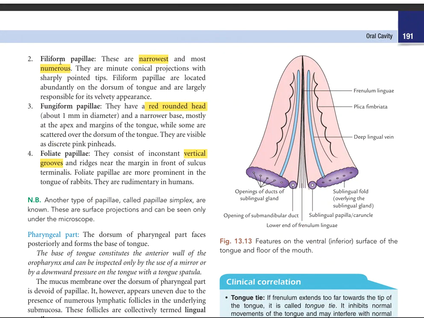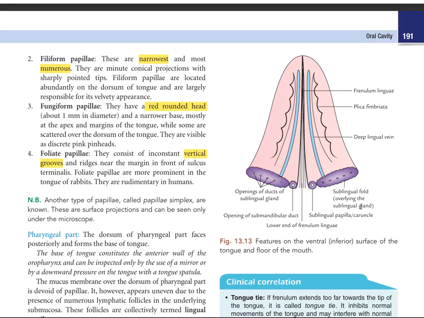The next one is filiform papillae. These are the narrowest and most numerous papillae. They are minute conical projections with sharp pointed tips. The third one being fungiform papillae. They have a red rounded head which is about 1 mm in diameter and narrower base, mostly present at the apex and margins of the tongue. The fourth one being the foliate papillae. They consist of inconsistent vertical grooves and ridges near the margin in front of sulcus terminalis.